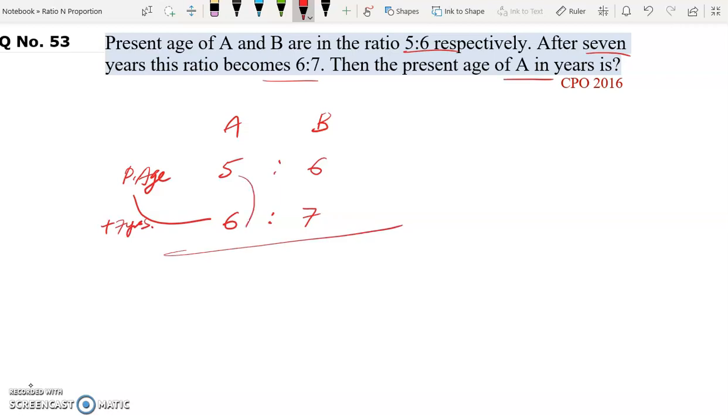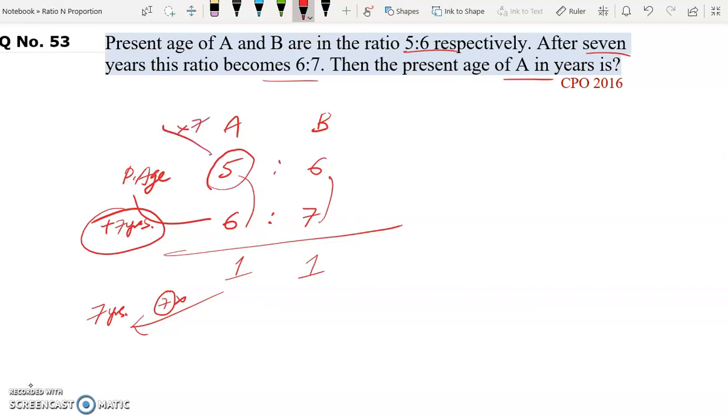Now if we take the difference, 6 minus 5 is 1, 7 minus 6 is 1. So this 1 unit represents 7 years. So 1 into 7. So in this question we need to find the present age of A. Present age of A is 5 units. So 5 into 7 will give us 35. 35 years is the age of A, and this is our answer.